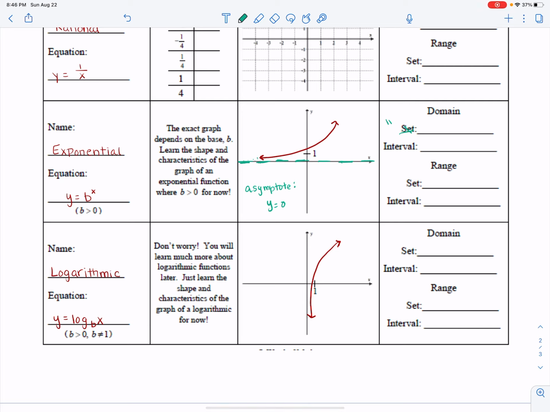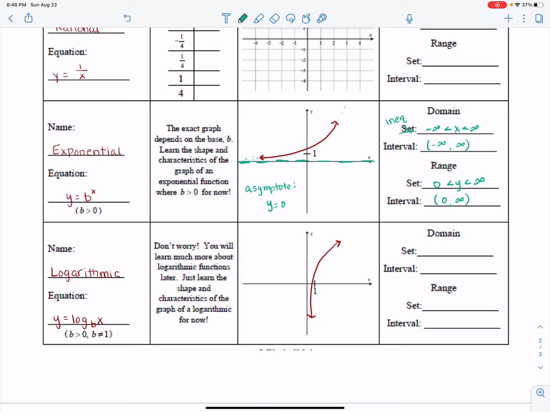So for inequality notation, we're going to say that the domain goes from negative infinity to positive infinity because it's forever going left and right, right? So negative infinity to infinity. The range, though, is stuck in between 0 and infinity. So it's stuck in positive values, and it's never going to touch 0. It's going to get really close to it, but never touch it. So we have 0 to infinity.